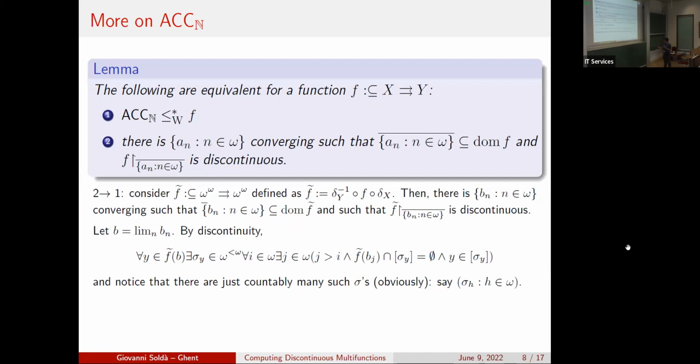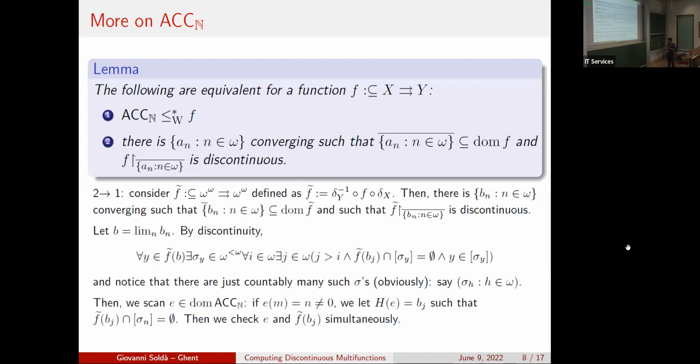In particular, there are countably many of these, because they're strings, so we can come up with an enumeration of them. And what we do is the following. We scan E, the input that we are given. Because we're proving this implication, we can assume that we're given an enumeration of a set. As long as we don't enumerate anything, we're perfectly happy with producing a name of the limit sequence. But as soon as we're given something, what we want to output is a BJ.